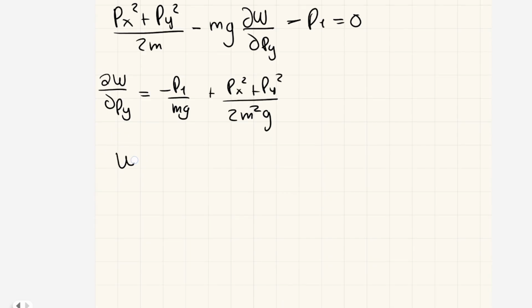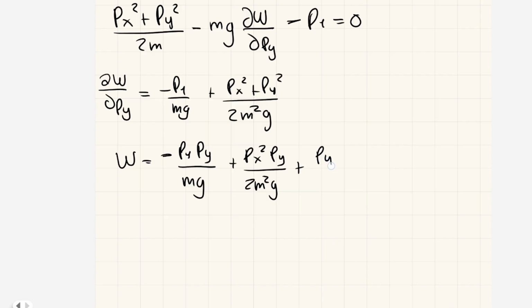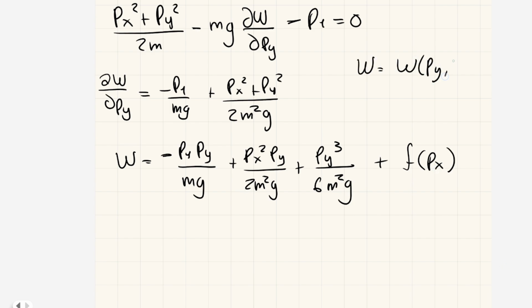We will get that w is equal to minus p1 py divided by mg plus px squared py divided by 2m squared g, and then plus py to the third power divided by 6m squared g. And then we need to add a function of px, of course, because remember that w is a function of py and px.